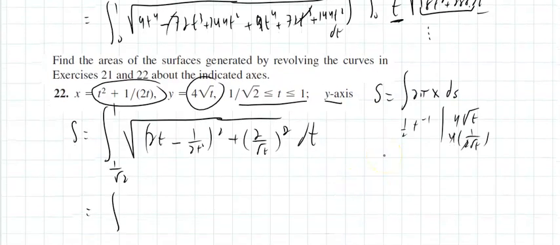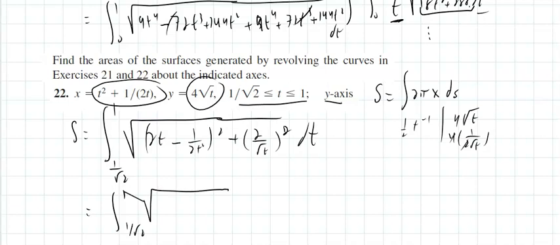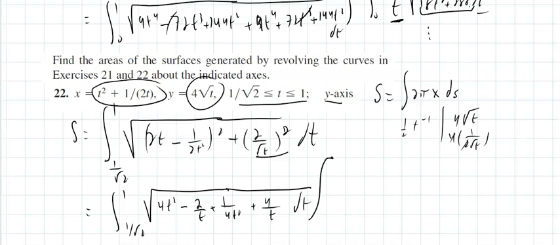So that would be the integral from 1 over radical 2 to 1, the square root. And if I FOIL those, what do I get? I get 4t squared minus 2ab. The 2's cancel out. 2 over t plus 1 over 4t squared. And this is going to be plus 4 over t. Oh, look at that. It worked out the same way again. I know you don't see it yet, but let me show you.